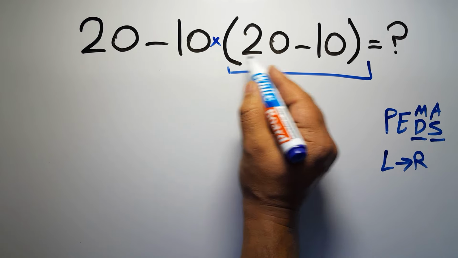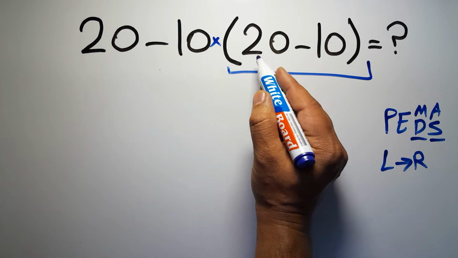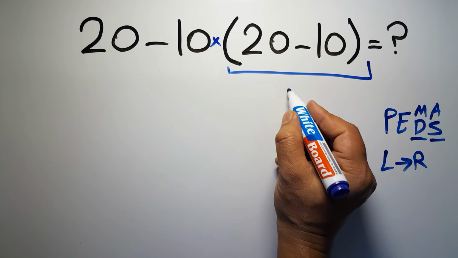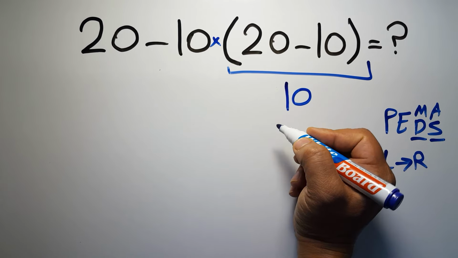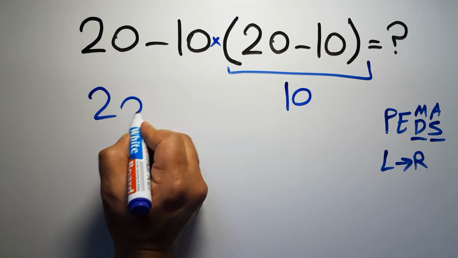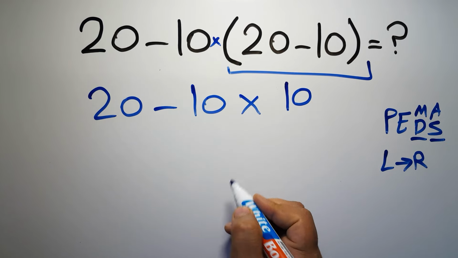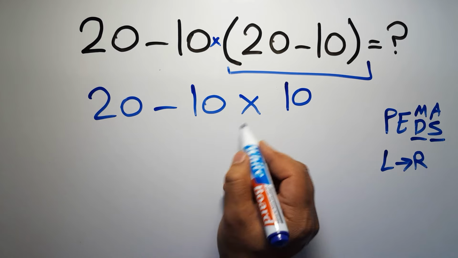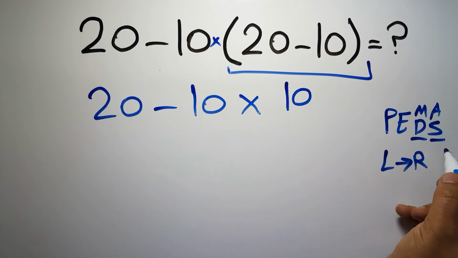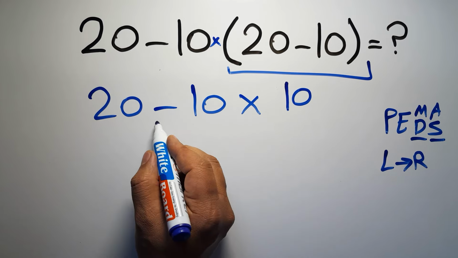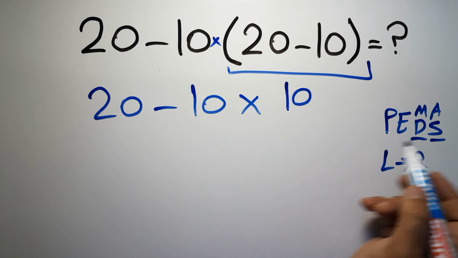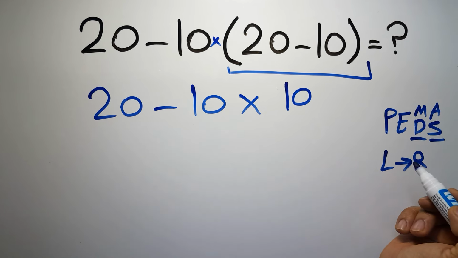So first we have to do this parenthesis. Inside this parenthesis we have 20 minus 10, which equals 10. So 20 minus 10, then times 10. Now we have one subtraction and one multiplication. According to the PEMDAS, multiplication has higher priority than subtraction, because multiplication comes before subtraction.